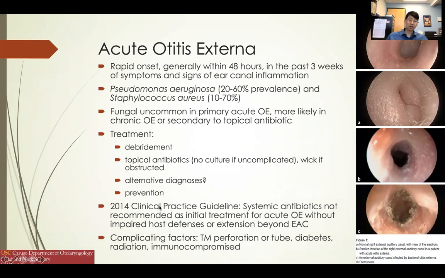The general clinical practice guideline is that we shouldn't be using systemic antibiotics for an uncomplicated acute otitis externa initially. So as long as they're not immunocompromised or have a history of diabetes, as long as they don't have extension beyond just the external ear or just beyond the ear canal, then we shouldn't be using oral antibiotics initially.